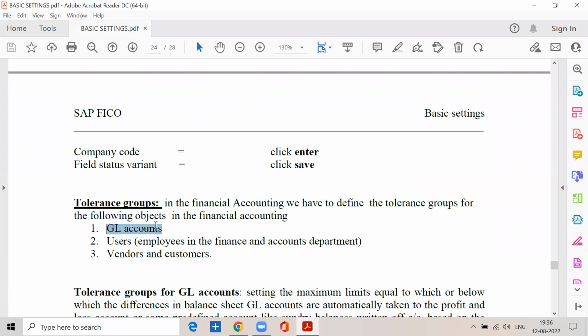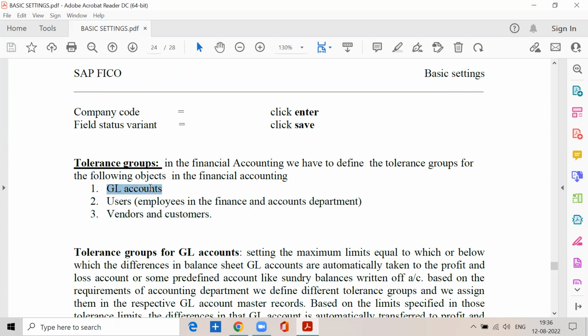Number one, GL accounts. So for the GL accounts, we have to define the tolerance groups. Then users. Users means employees in the finance and accounts department. Then vendors and customers. So at this point of time, we will see what are the tolerance groups for GL accounts and users. Then the tolerance groups for vendors and customers, we will discuss in accounts payable and accounts receivable respectively. So first, tolerance groups for GL accounts.